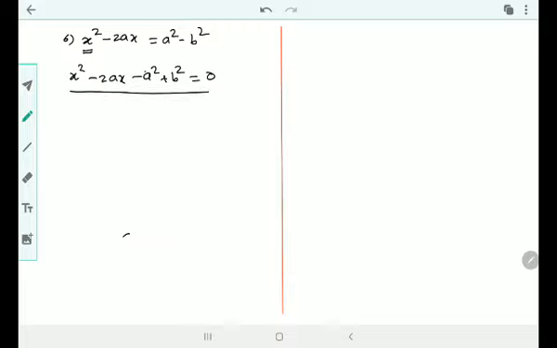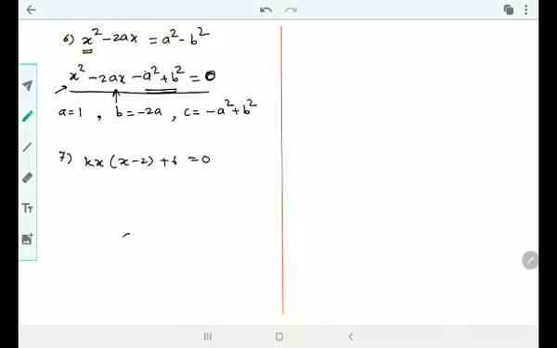You will ask how? I'll tell you. One side is 0. One term of x square, one term of x, right? And the remaining is constant. This is c. So here I can say a is equal to 1, b is equal to minus 2a, and c is equal to minus a square plus b square. That's it. So isn't it in standard form? It is. Done. Let's go for the next one. Seventh one says kx into bracket x minus 2 plus 6 is equal to 0. Multiplying this by this.